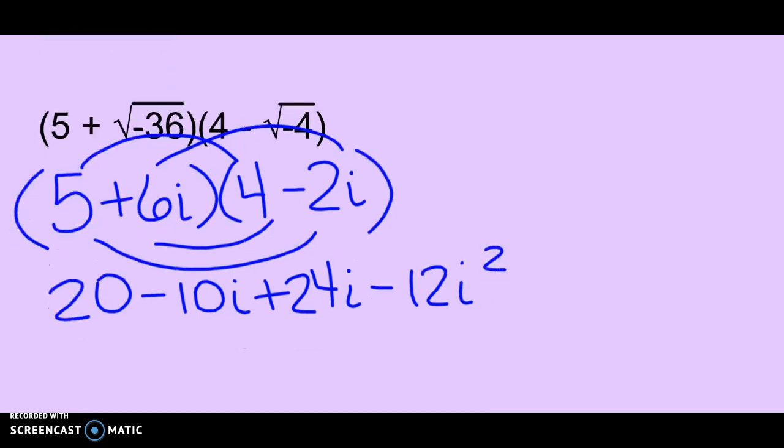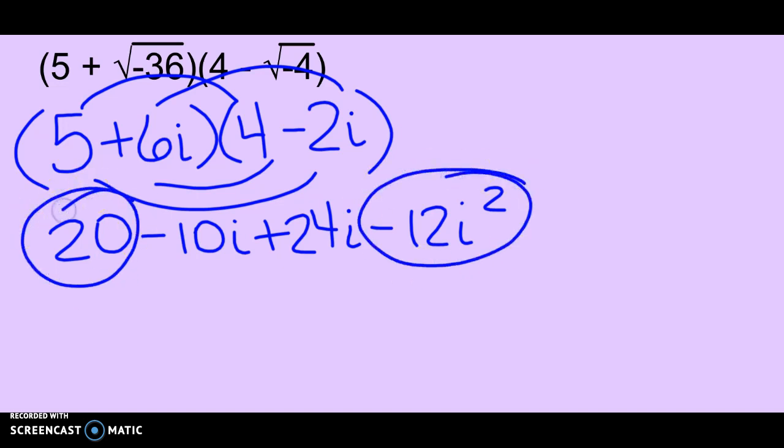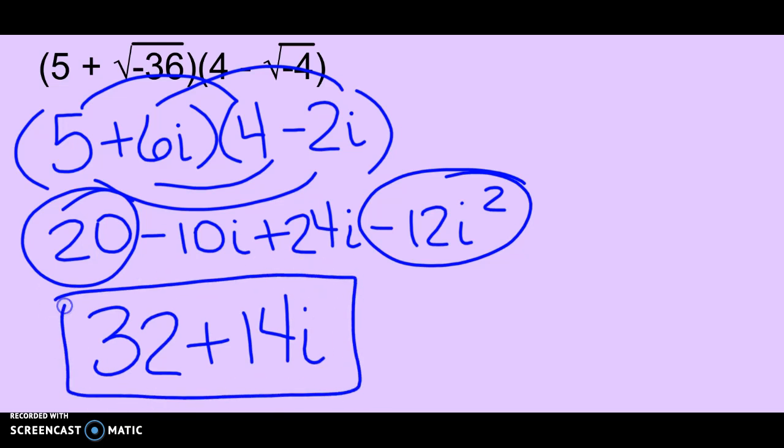All right, so now what's that going to give me? These two are going to add together and get 32. And then we're going to get plus 14i. I think I'm right. I hope I'm right. All right, let me check one more time just to be sure. Minus 10i plus 24i minus 12i squared. Okay, all right. So let's go on.